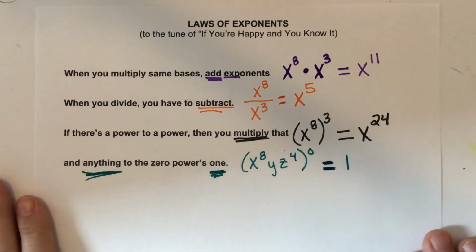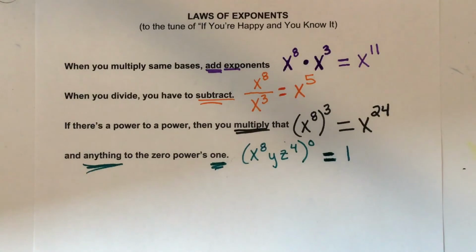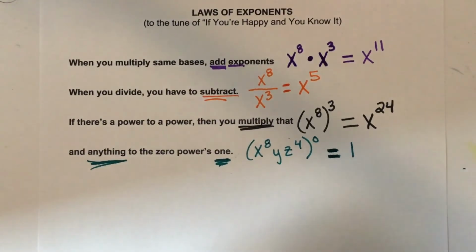Okay, so this is a review of 4 of our major rules. There is one other thing that you will learn starting tomorrow, and it's about negative exponents. But for today, these are the 4 major rules I want you to know. So I'm going to sing the song to you again. When you multiply same bases, add exponents. When you divide, you have to subtract. If there's a power to a power, then you multiply that. And anything to the 0 power is 1.